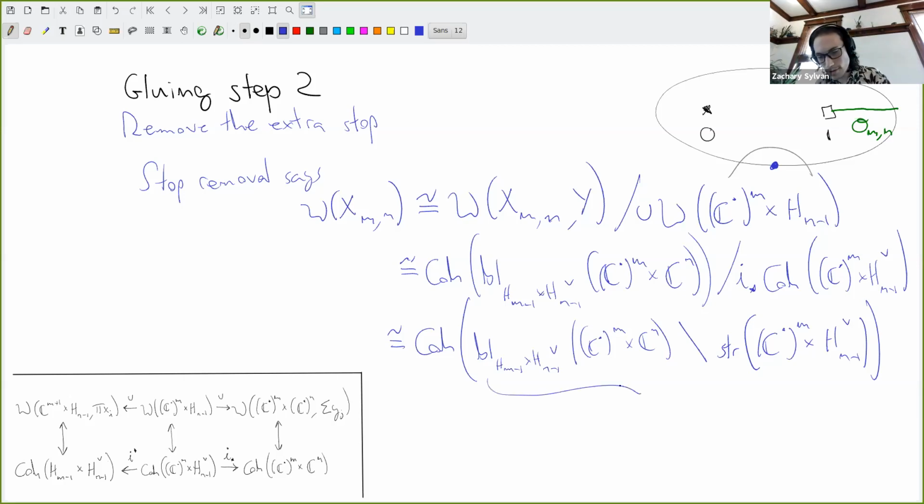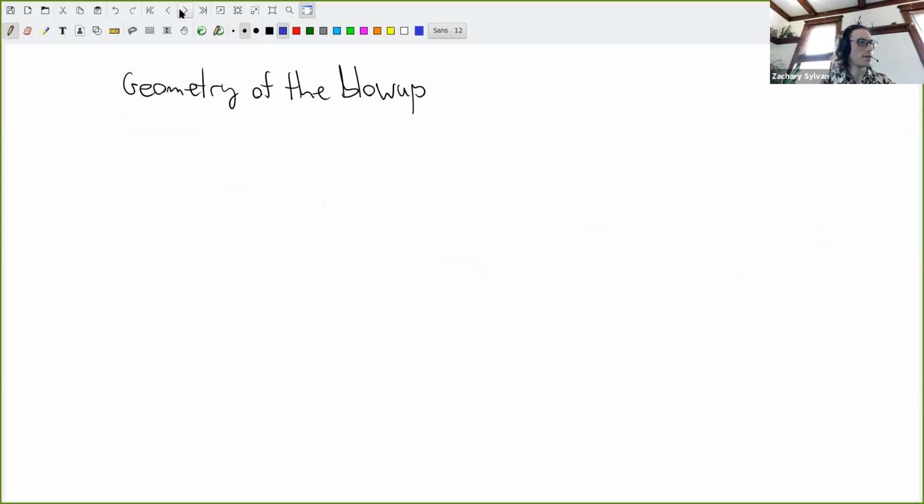In any case, the claim is that this is X_mn. So let's do that. So the blow up along H M minus 1 cross H N minus 1 check of C star to the M cross C^n.